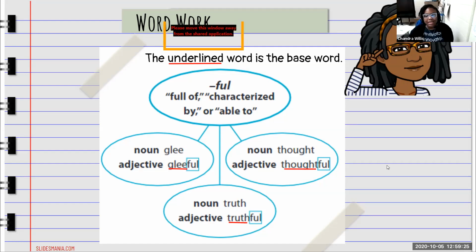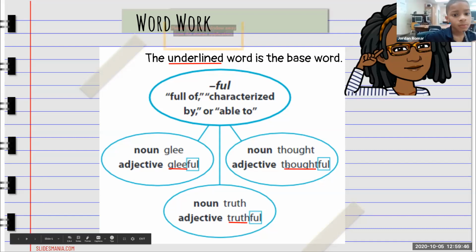What does glee mean? If I am full of glee, I am happy, right? Gleeful means to be full of glee. You're full of happiness. Okay, let's look at the next one.